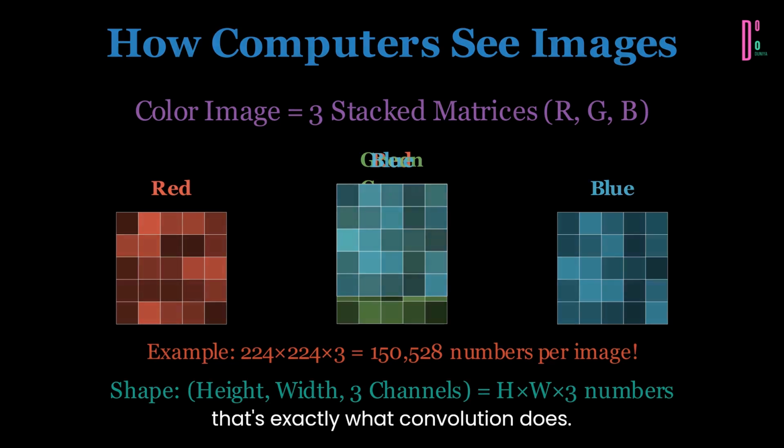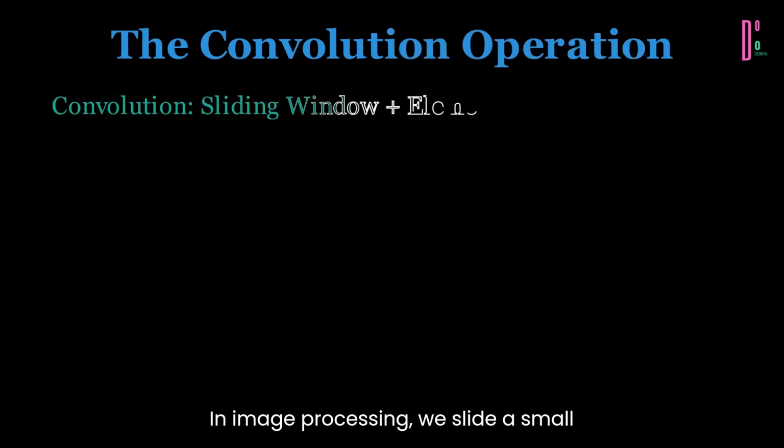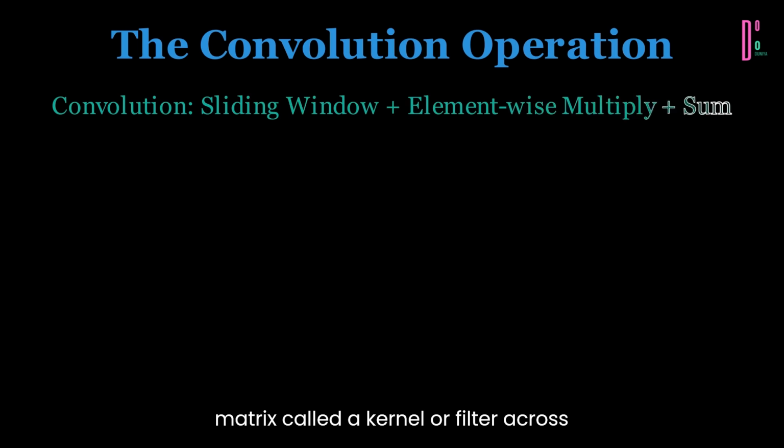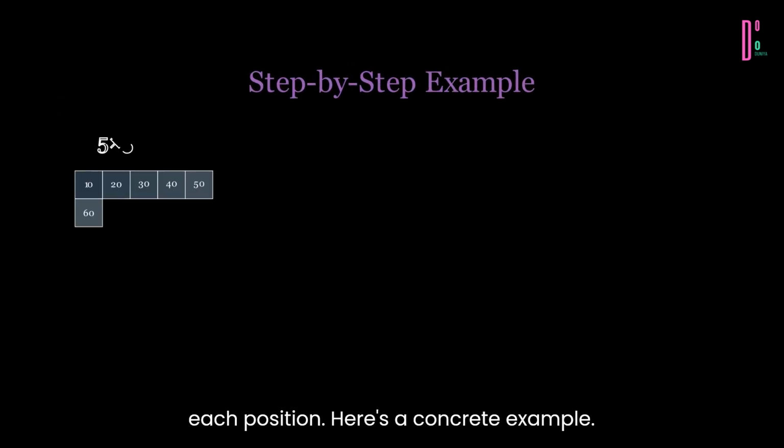exactly what convolution does. Convolution is a mathematical operation that combines 2 functions to produce a third. In image processing, we slide a small matrix called a kernel or filter across the input image, computing element-wise multiplication and summing the results at each position.